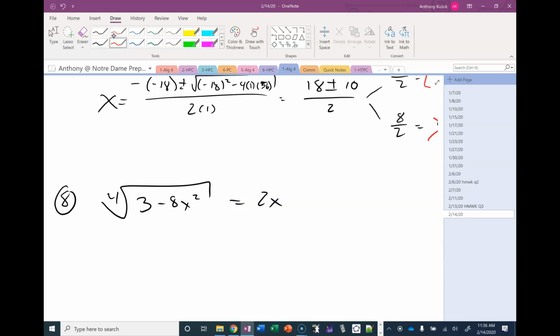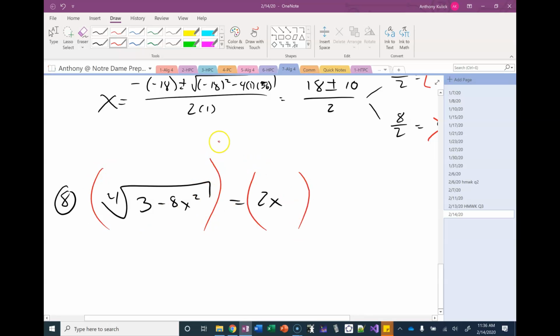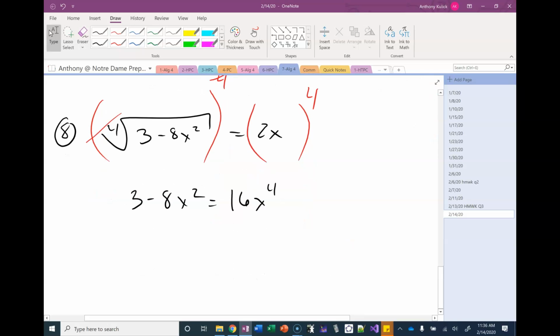Okay. And what did you want to do first here? Let's cancel out the fourth root with a fourth power. And then 2x to the fourth is 2 to the fourth times x to the fourth. So that's 16 x to the fourth. So this is a polynomial. To solve any polynomial equation, I have to get it equal to 0. So I'm going to add the 8x squared over and subtract the 3 over.